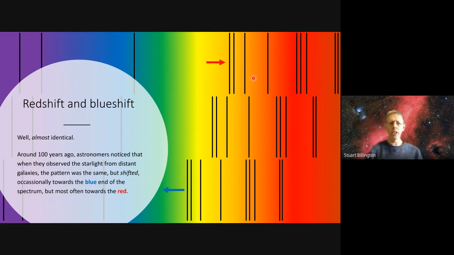So the question is, what could possibly be happening that has changed the light while it's on its journey to Earth? And it's this question, what's happening to the light, that has led us to piece together, detective style, an origin story for the universe. So let's follow the light.